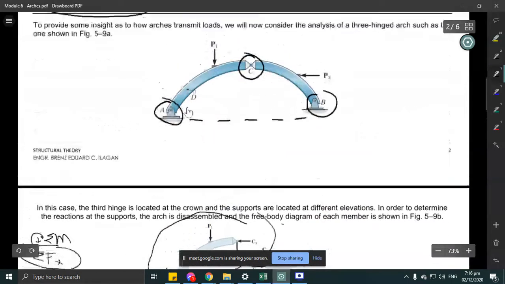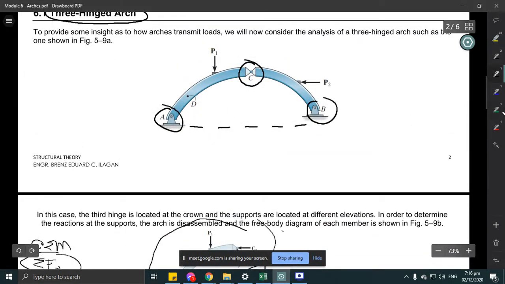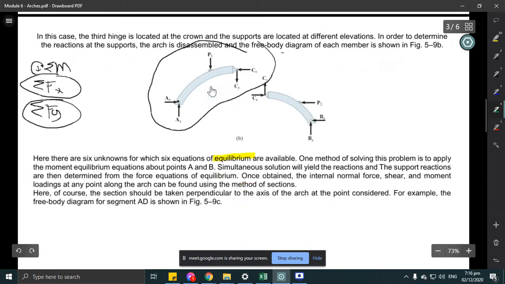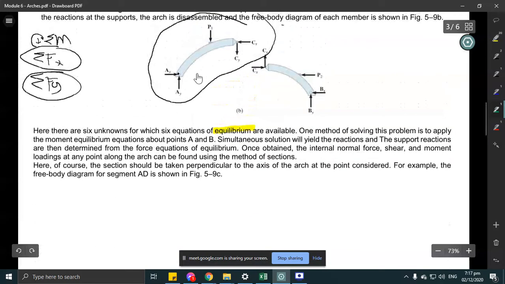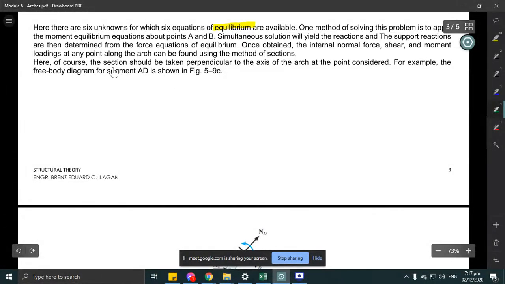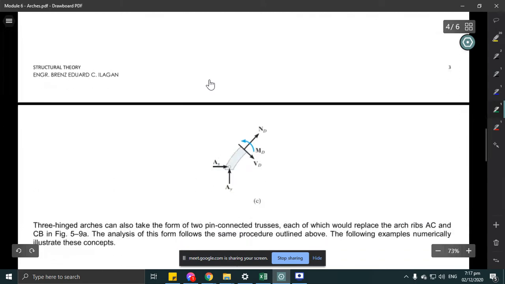So katulad nito, ang mangyayari lang, if magsasection ka, dapat perpendicular ka do sa axis or ang pagkakaputol mo is ganyan. Ano? So with that section, ganito dapat yung lalabas na figure sa'yo. Okay? So again, dapat straight cut yan and following yung pagkaka-curve ng iyong arc. So here of course, the section should be taken perpendicular to the axis of the arc at the point considered. So for example, the free body diagram for the segment AD is shown in 5-9C.